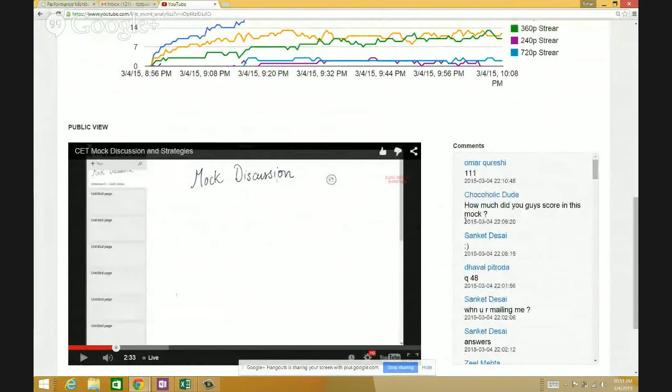How much did you guys score in this mock? On average, 140, 145 was the score in this mock.